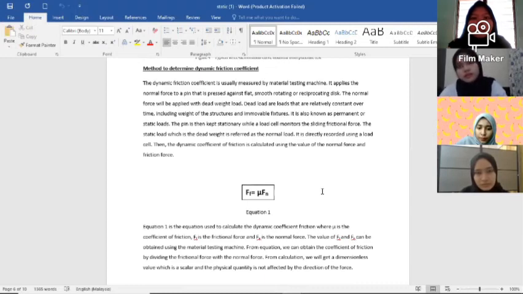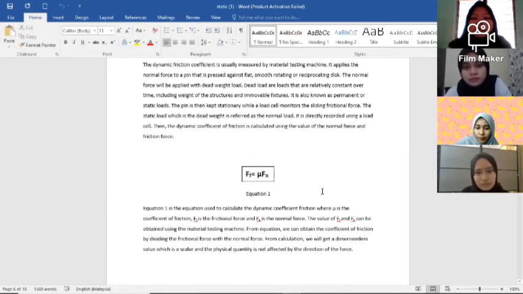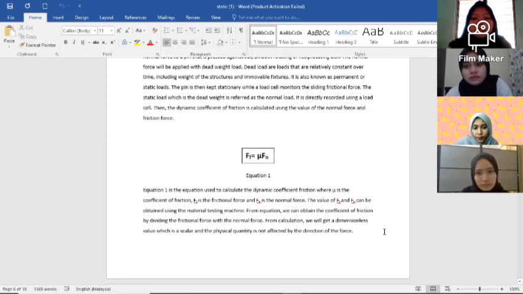Equation 1 is the equation used to calculate the dynamic coefficient of friction, where mu is the coefficient of friction, Ff is the frictional force, and Fn is the normal force. The values of Ff and Fn can be obtained using the material testing machine. From the equation, we can obtain the coefficient of friction by dividing the frictional force by the normal force. From the calculation, we will get a dimensionless value, which is a scalar, and the physical quantity is not affected by the direction of the force.